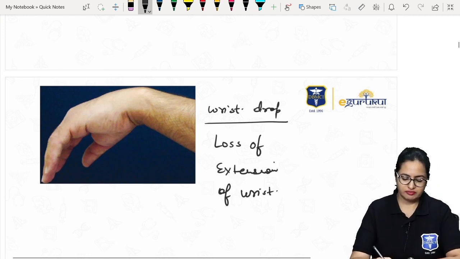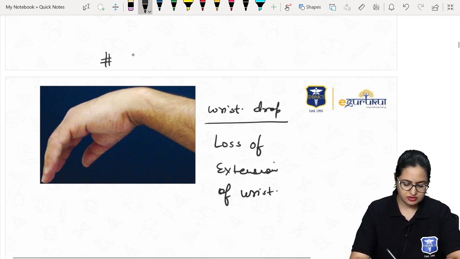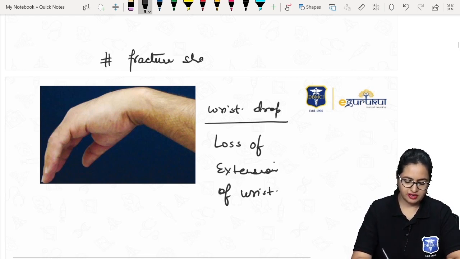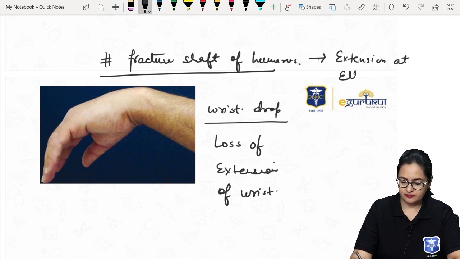When the fracture is at the shaft of the humerus, which is being mentioned over here, so I will just mention this fracture at the shaft of humerus. So we are seeing in this the wrist drop, but in this case the extension at elbow is intact.